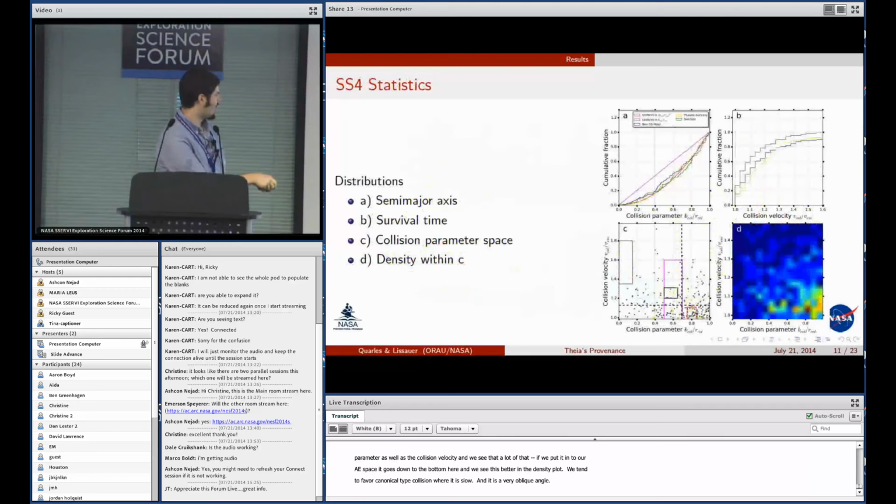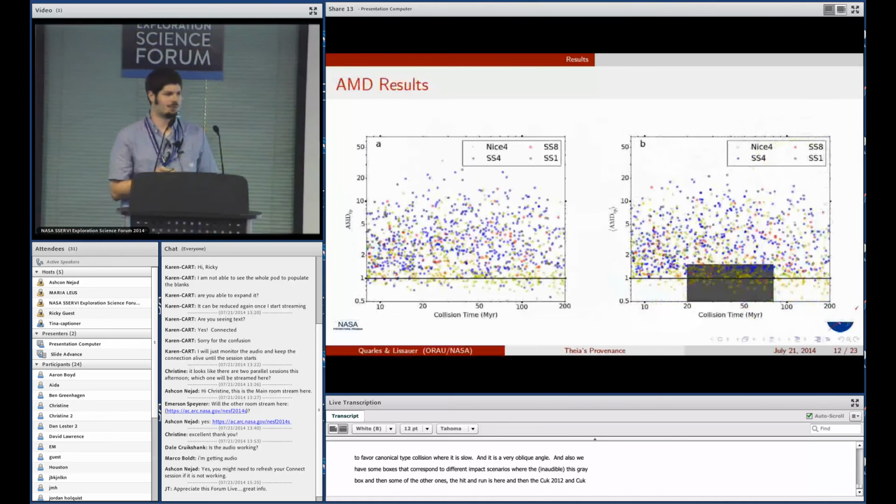And then also we have some boxes that correspond to different impact scenarios, where the Chook and Stewart is this gray box. And then some of the other ones, the hit and run is here, and then the Canuck 2012 and Canuck 2004. And because we favor the canonical type impact scenario, we would favor Canuck 2004.